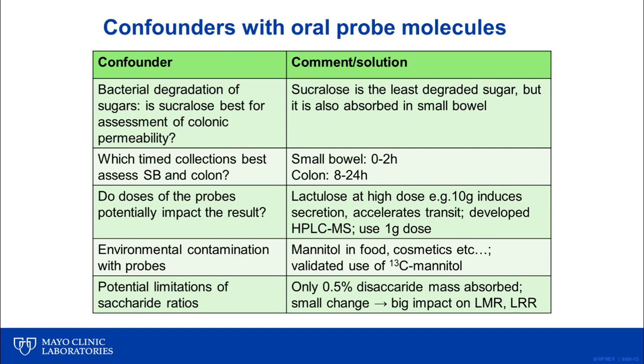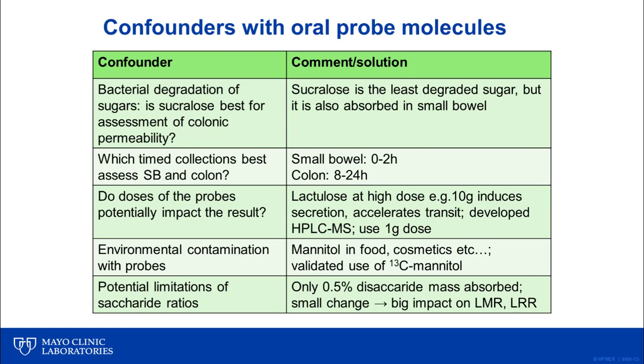Does the dose of the probe molecule impact the result? Potentially. If you give lactulose or indeed even mannitol 5 grams or lactulose 10 grams, you're likely to induce secretion, osmotic secretion in particular, that then can give you a much more rapid transit through the bowel, and you don't know really whether you're studying small bowel or colon. And so we worked hard to develop an HPLC tandem mass spectrometry measurement here at Mayo Clinic with the help of our colleagues in the immunochemistry core lab, Ravinder Singh and colleagues, in order to reduce the amount of lactulose down to 1 gram, which is not going to perturb the intestinal fluid and transit profile.